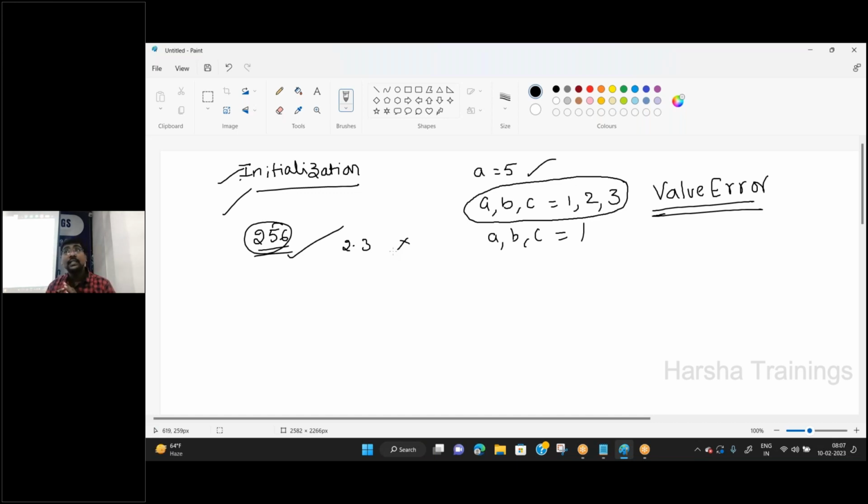Now, what is the function? Can anyone give the name of the function for getting the address? Yes, exactly. Remember, the function name is id, which is used to get the address, that is, at which particular memory location our variable is stored. Okay, the id function is completed.